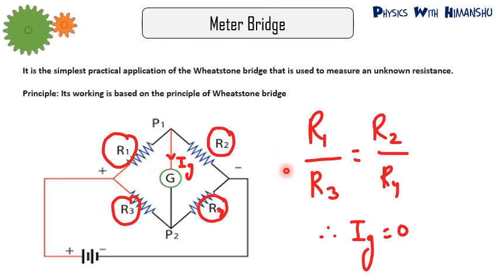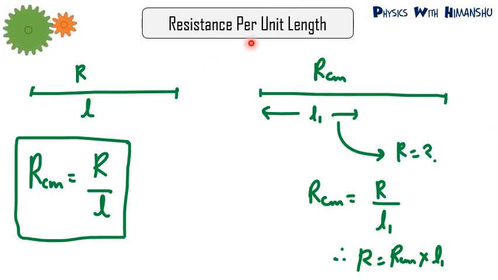So what is meter bridge basically? But before that, we'll cover a topic that is resistance per unit length. So what is resistance per unit length? Suppose a length L has resistance R. So R_cm will be given by R upon L. See, R_cm means resistance per unit length, where length should be in centimeter. So you have to take L to be in centimeter. So R_cm is R divided by L.